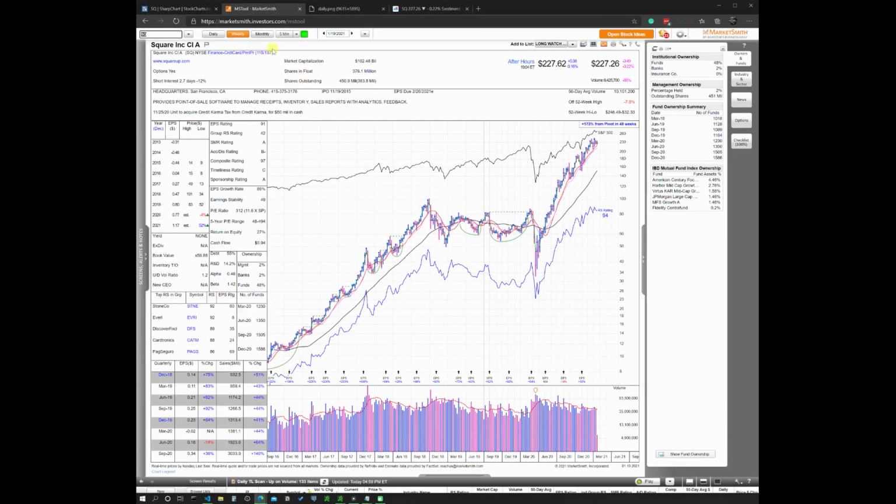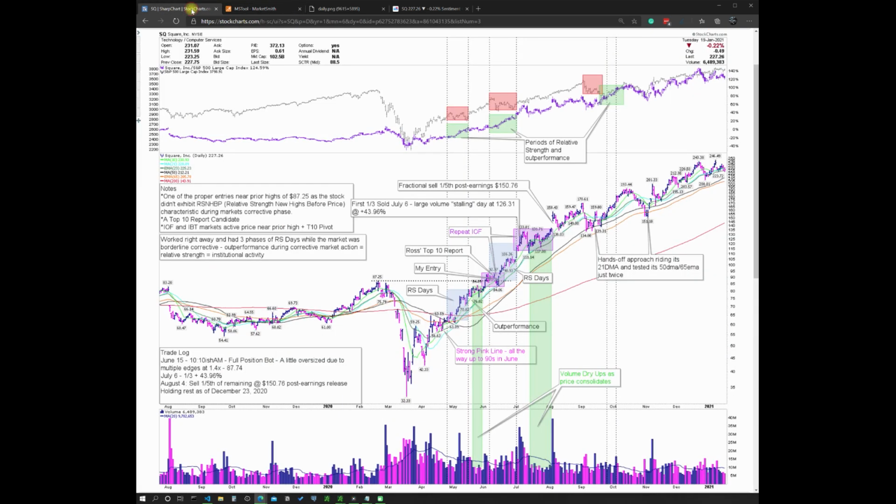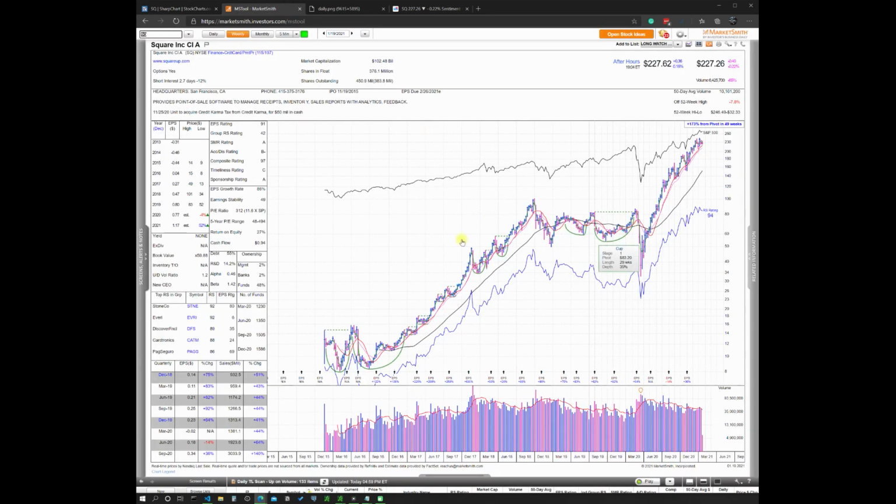So I want to flip to MarketSmith real quick just to show you a few things. So the Feb correction from the Feb 24 area to about the April 3rd area, that's our Feb to March action. But if you look at it, this has been a top-notch stock with good earnings, and really just laddered up the 10-week line in a prior cycle.